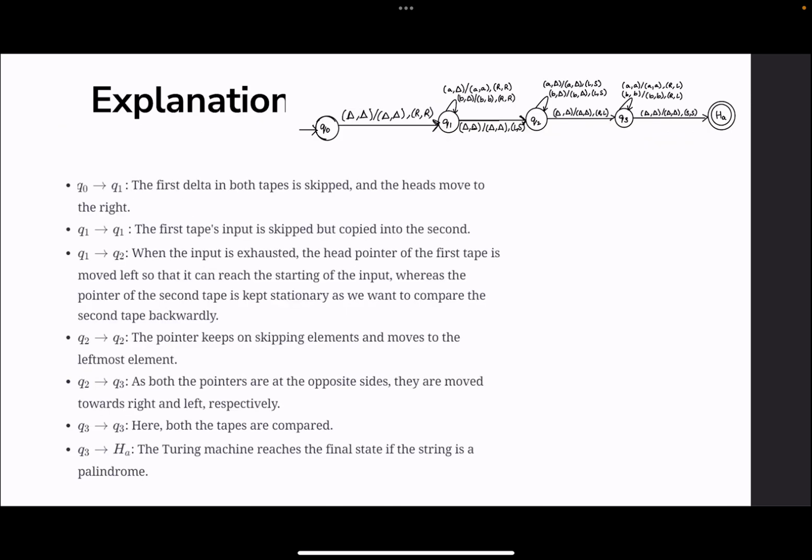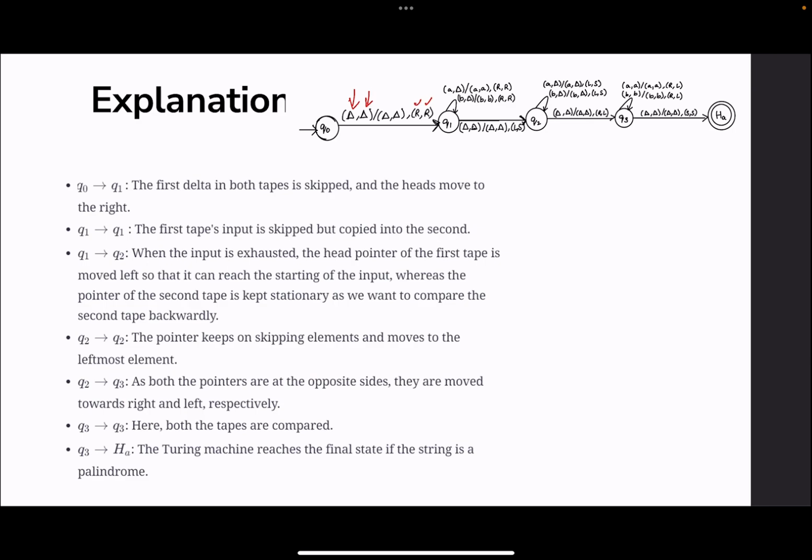Now, let's have an in-depth understanding of how the Turing machine in the last slide works. So, for the transition of Q0 to Q1, like I've mentioned earlier, the tapes start with the blank alphabet, that is delta. So, as you can see, delta is skipped and the head moves to the right on the first tape, and delta is skipped for the second tape as well and it moves to the right.